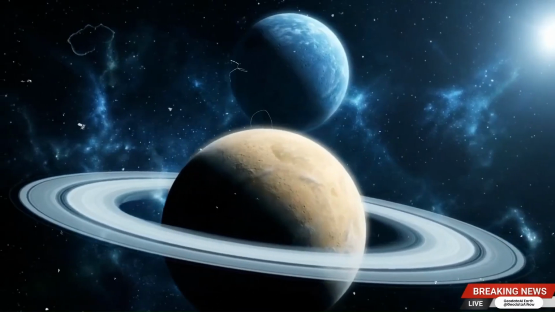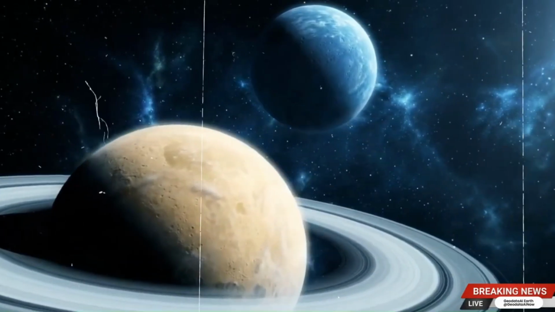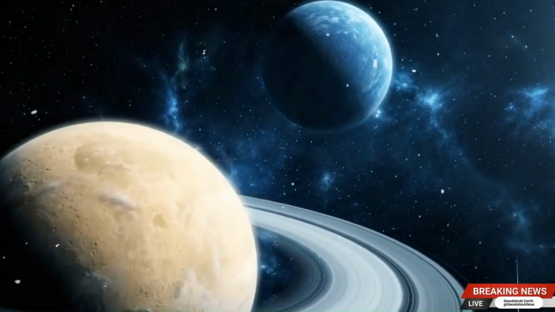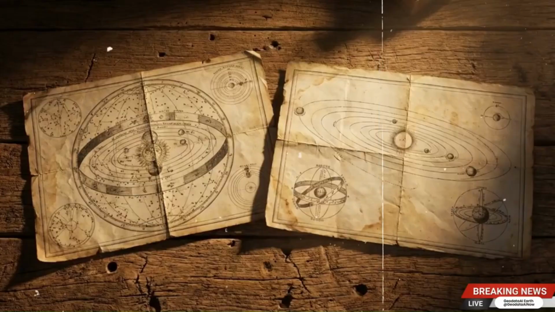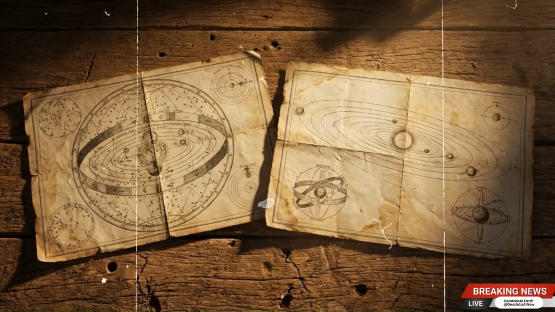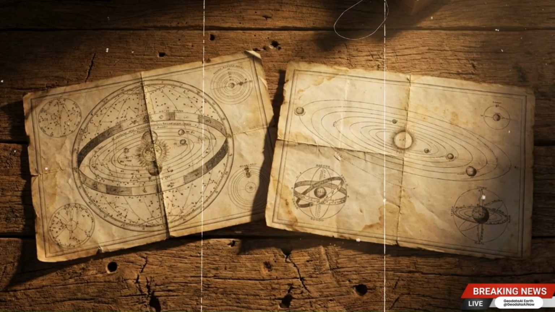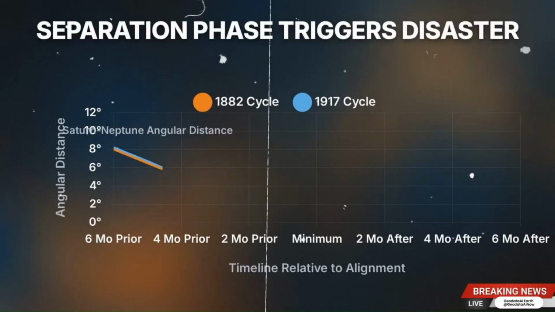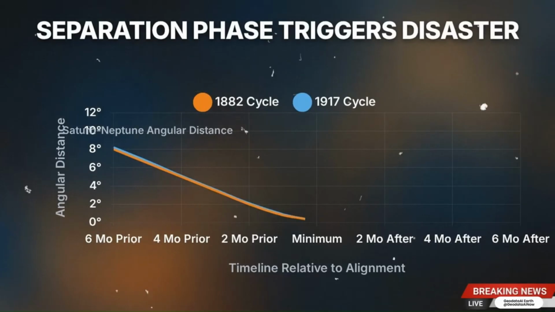Saturn and Neptune align roughly every 36 years. In 2026, they form a tight, single conjunction geometry, approaching each other before immediately pulling away. To understand how this geometry behaves, we have to look at the exact same planetary patterns from 1882 and 1917. This line graph plots the Saturn-Neptune angular distance for 1882 and 1917, converging into a near-zero V-trough.